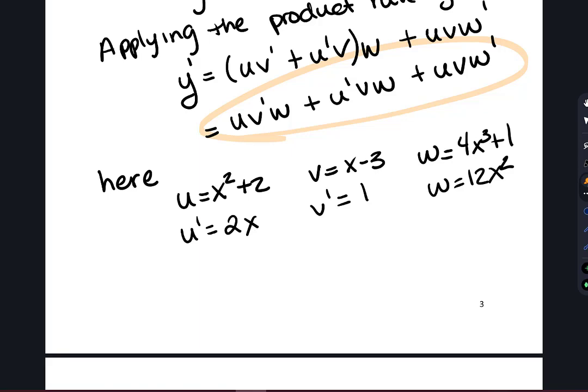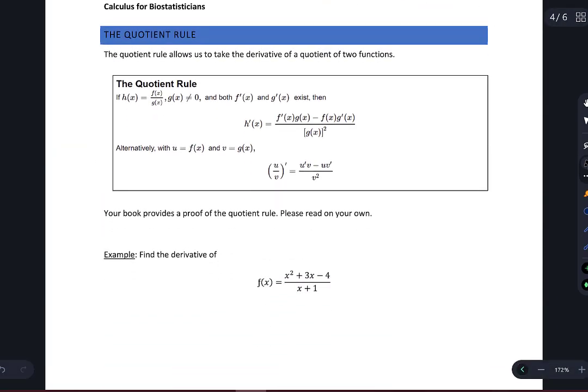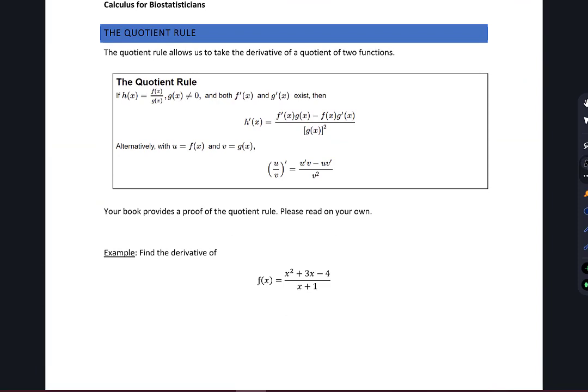All right, so that is the product rule. And again, the product rule helps us find derivatives when we have the product of functions. We also have the quotient rule, which helps us take the derivative when we have the quotient of two functions. And so you can think of the quotient as just being the ratio of two functions.